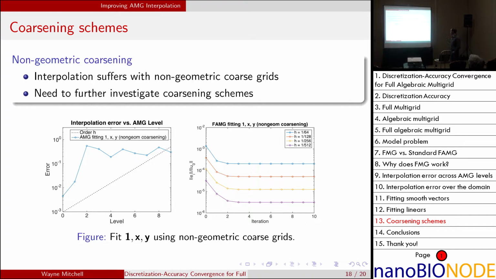interpolation error. And again, this is not so bad that we lost convergence to discretization accuracy, but it is a red flag that if we're going to try and come up with an algebraic method that behaves like FMG, we're going to have to really pay attention to how we select coarse grids.